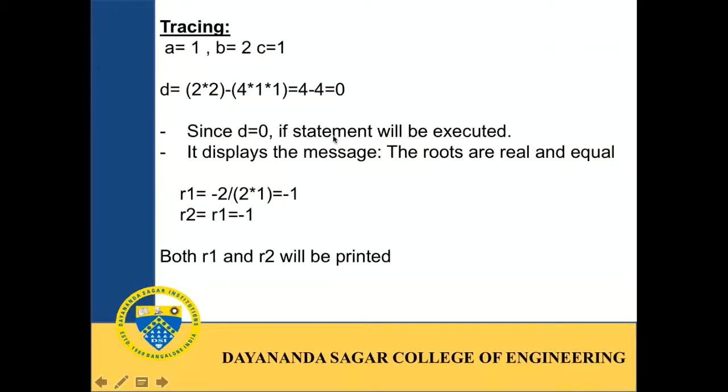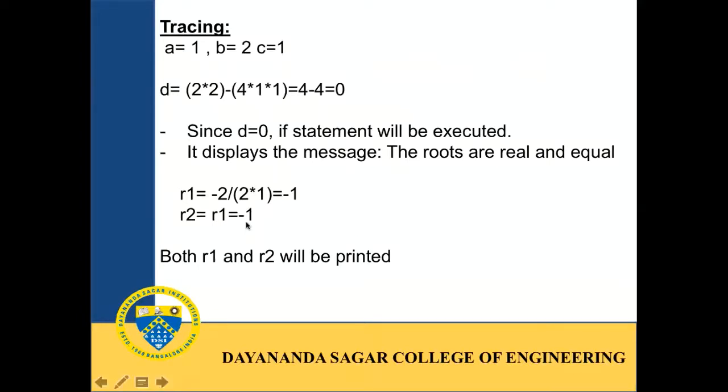See, the if statement will be executed, it displays the message, the roots are real and equal, and then calculates those roots. So R1 is equal to minus B by 2A. So B is 2 here. So minus 2 divided by 2 into 1. A is 1. We get minus 1. Then R2 is equal to R1 because both the roots are equal. So R2 also will have the value minus 1.